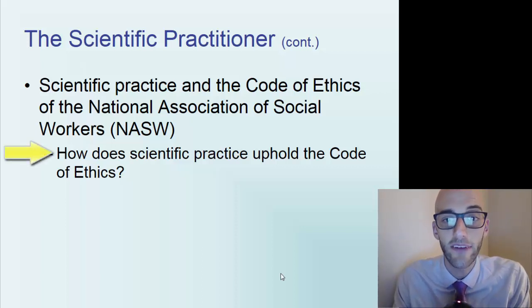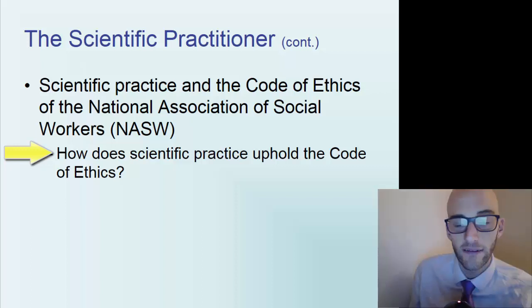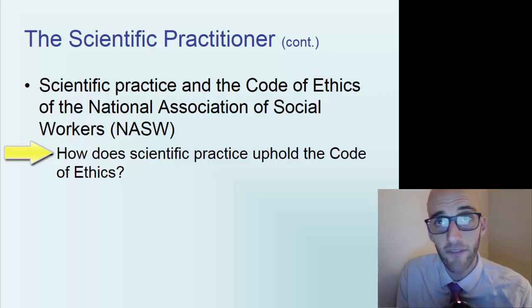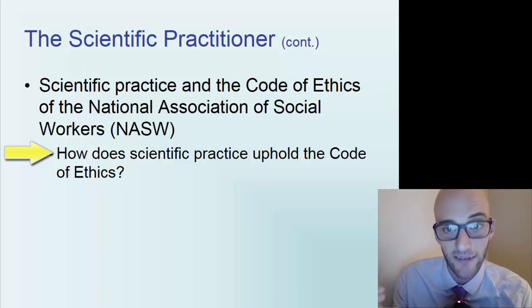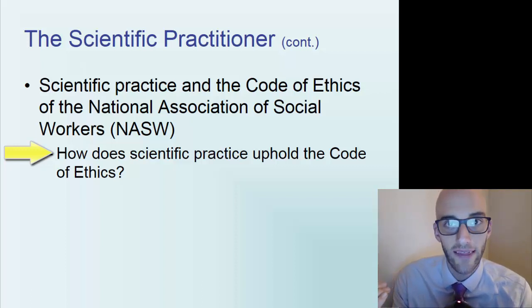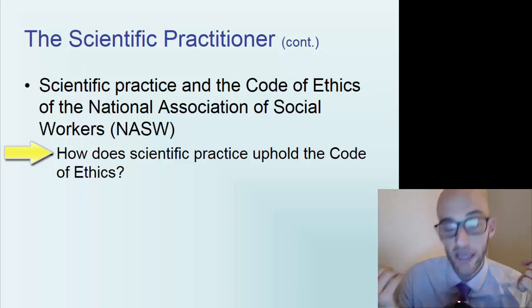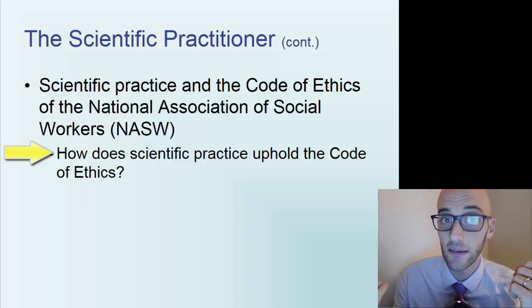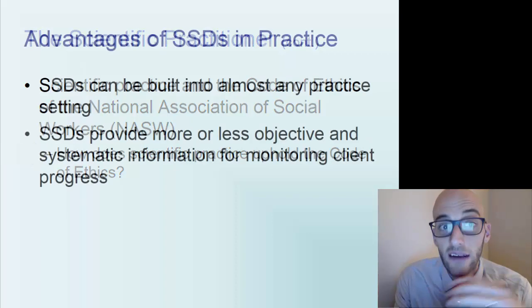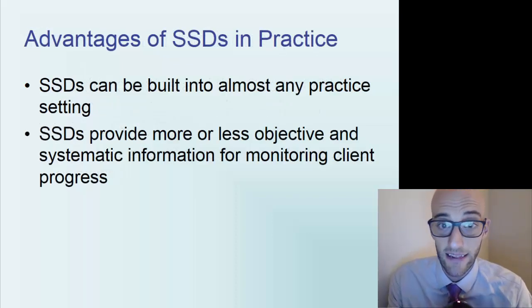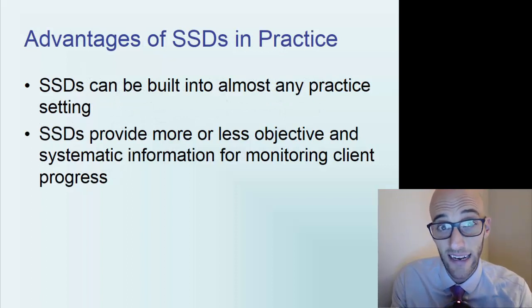So how does the scientific practice hold up to the Code of Ethics? If we're looking at justice, dignity of a person, integrity of a person, competence, the NASW Code of Ethics is really supported by single system design and really helps us to be accountable professionals and also to be providing the best possible services available. Some of the advantages of single system designs are that they can be built into just about any practice setting, so it doesn't matter what you're doing or where you're doing it.